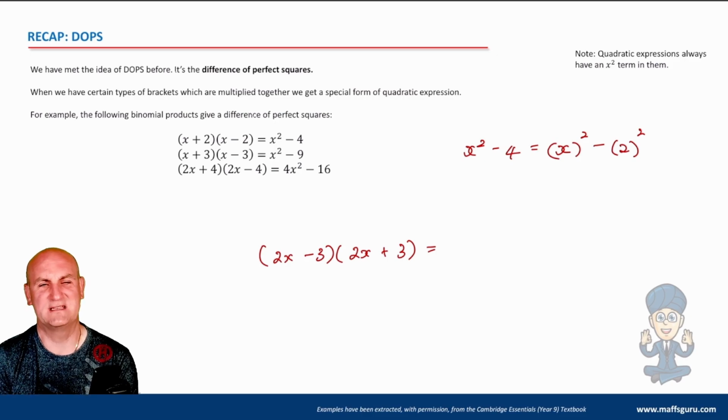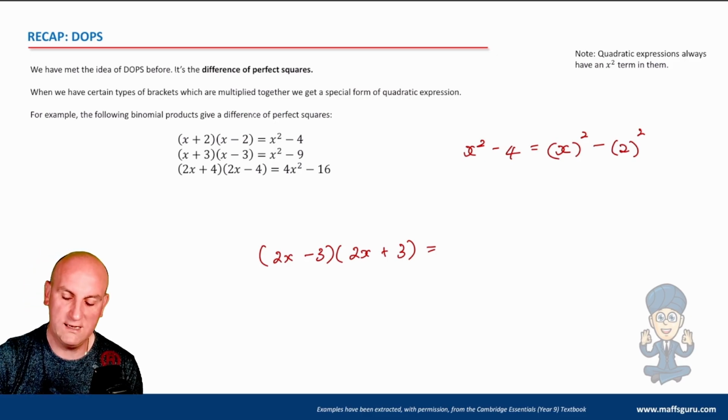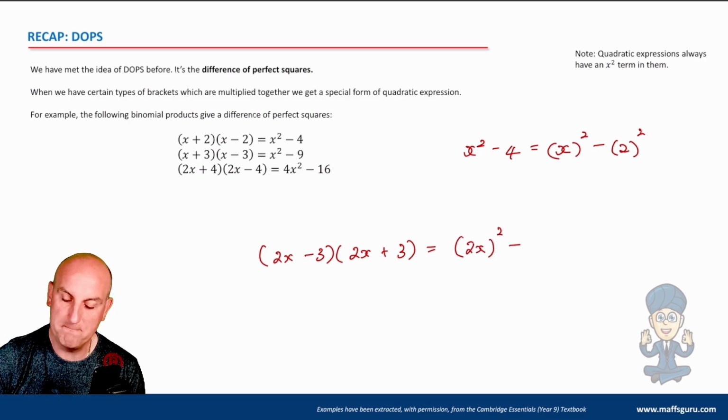And I don't like shortcuts, they make me nervous. But I can already recognize that that and that are the same. The 3 and the 3 are the same. And the only thing that's different is the plus and the minus, which means I can shortcut this by writing the first term in a squared minus the second term in a squared.